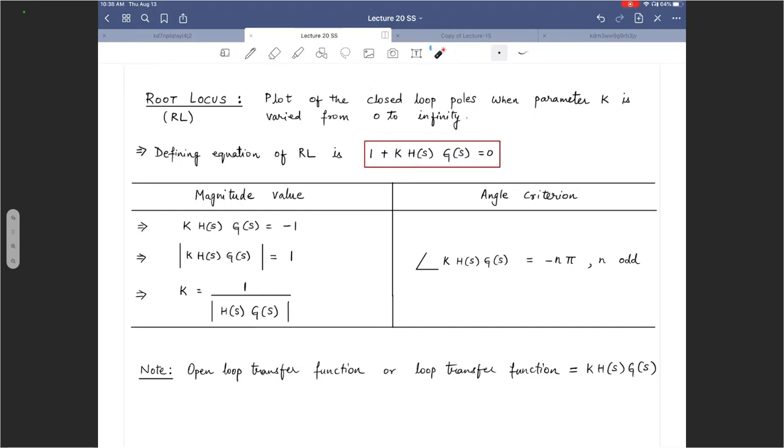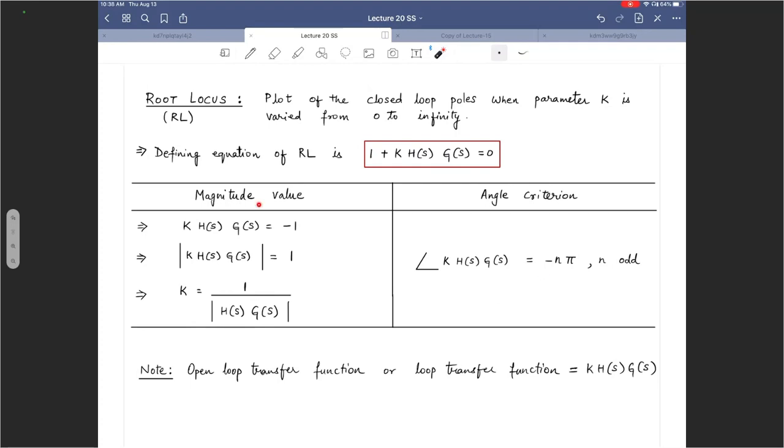So because we are focusing on the closed loop poles, our defining equation for the root locus has to be the characteristic equation, which is 1 plus k times h of s times g of s equals 0. Now we can view this condition boxed up in red as a magnitude value and the angle criteria.